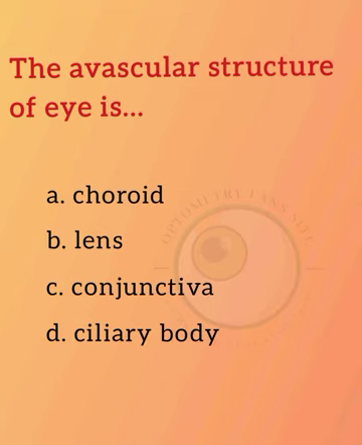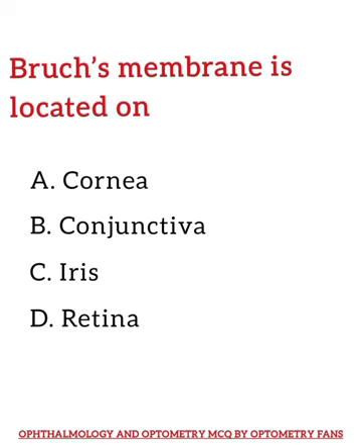The avascular structure of the eye is option A, choroid. Option B, lens. Option C, conjunctiva. Option D, ciliary body. The correct answer is option B, crystalline lens.